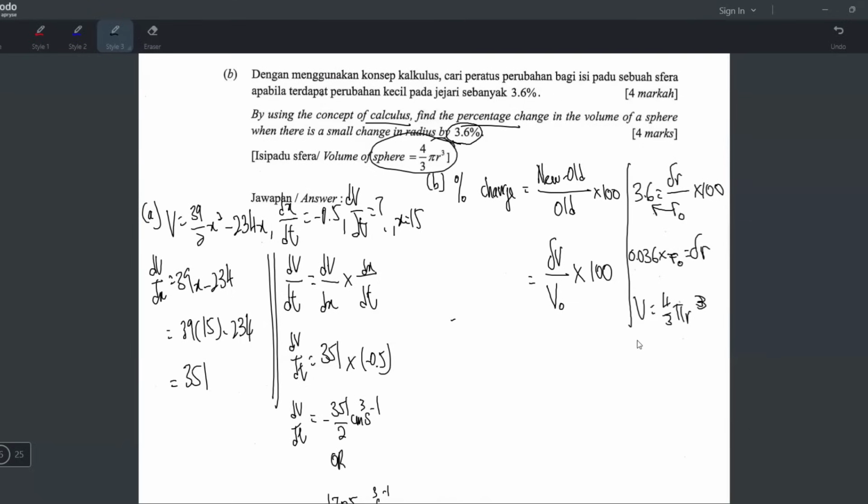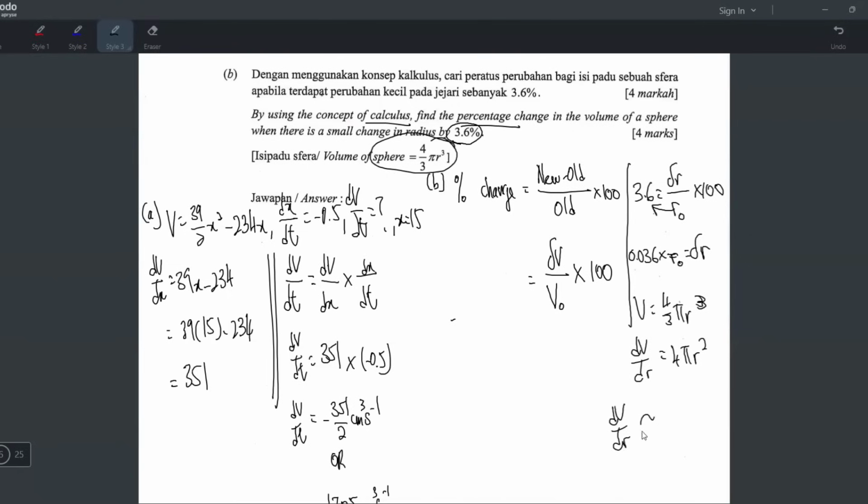Okay, so now I'm trying to find dV/dR. So 3 times 4/3 will be 4, and then pi R square, right? Usually they will give you the R, and if they give you the R, you can sub inside. But this question they never give. The only information they give is the 3.6, and that's not even the R value, that's just the percentage change.